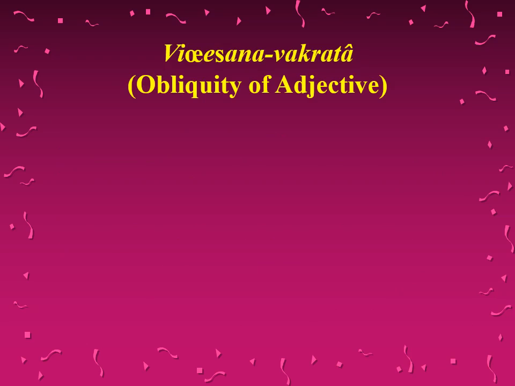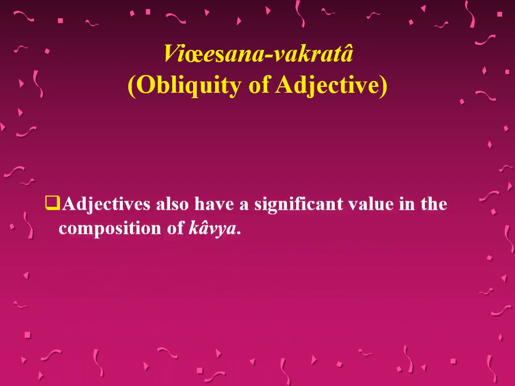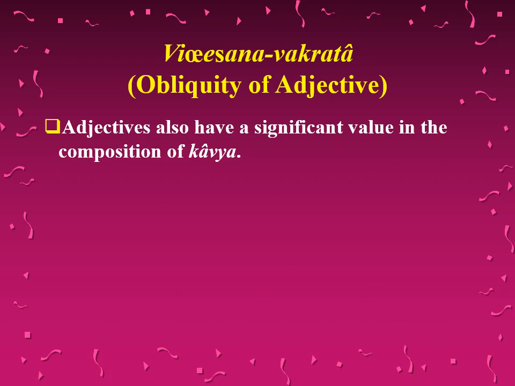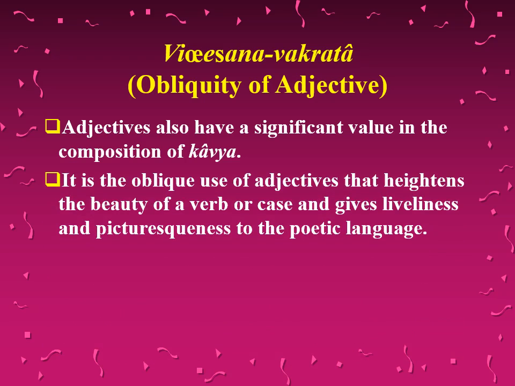The next subcategory of Pada-Purvardha Vakrata is Visesana-vakrata, that is obliquity of adjectives. We are all familiar that adjectives have a significant value in the composition of kavya or poetry, and it is the oblique use of adjectives that heightens the beauty of a verb or a case, and it is the oblique use of adjectives that gives liveliness and picturesqueness to the poetic language. So the point is that the pictorial quality enhances the beauty of a particular piece of poetry, and this pictorial quality is brought about with the skillful use of adjectives.